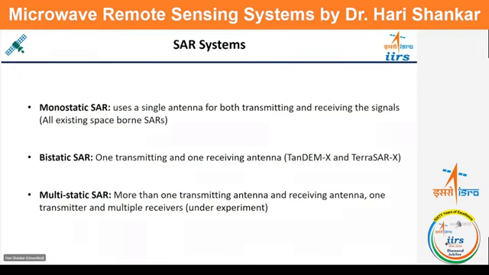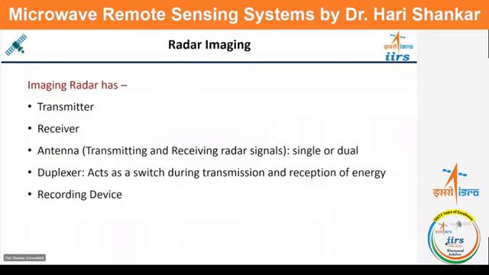In radar systems, there are basically three very important things. In fact, here I have noted down 5 things. One is the transmitter, another one is the receiver. The transmitter transmits the signals, the receiver receives the signals. Another one is the antenna, with which transmission and reception of the radar signal happens. That may be single or dual. And another one is the duplexer.